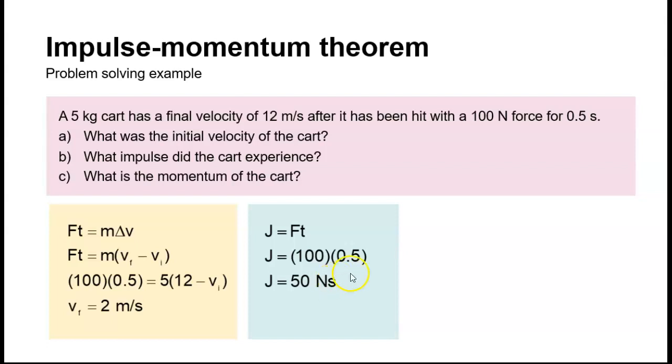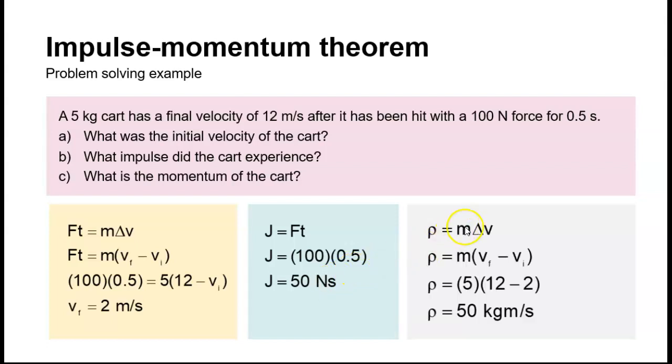Or you might have thought about it this way. Momentum is m times delta v. Expand the delta v to the final velocity minus the initial velocity. And we can actually use the momentum equation to get the same 50 kilogram meters per second that we might have realized from part B.